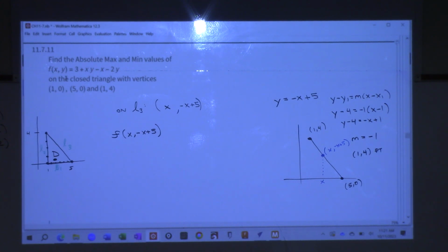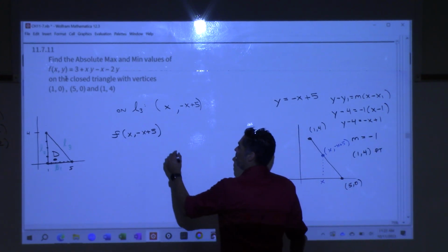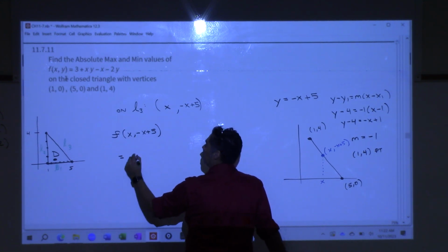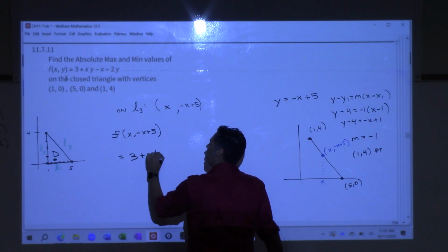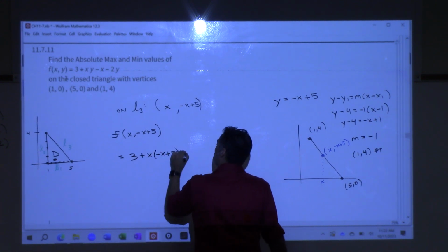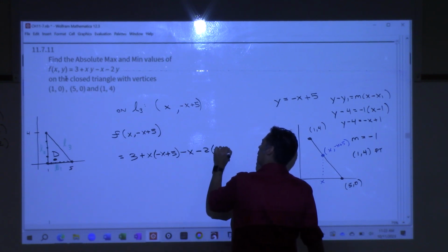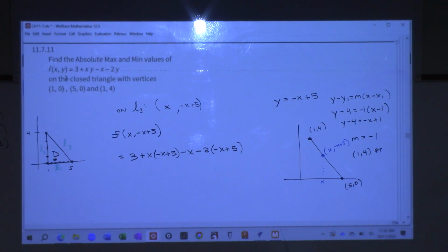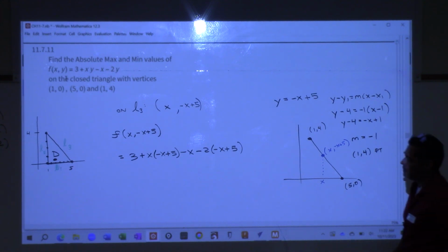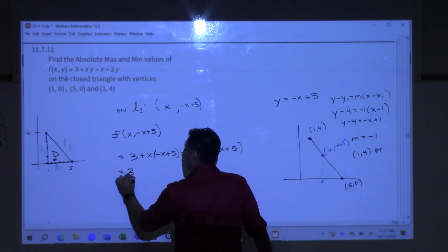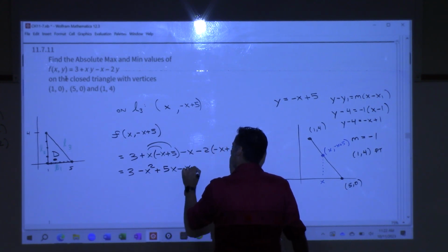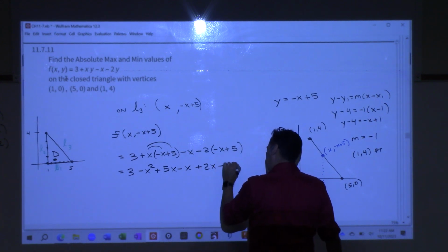And when we plug in, it's just not going to be as pretty as it's been, right? This will be equal to, I'm replacing x with x, so I'm leaving my x's alone. I'm replacing all my y's with this. So 3 plus x times (-x plus 5), and then minus x, and then minus 2 times (-x plus 5). That's the original surface with all y's replaced with -x plus 5. And do you see that it's going to be quadratic? Yeah. Okay. Let's keep going here. 3, distribute: minus x squared plus 5x minus x plus 2x minus 10.